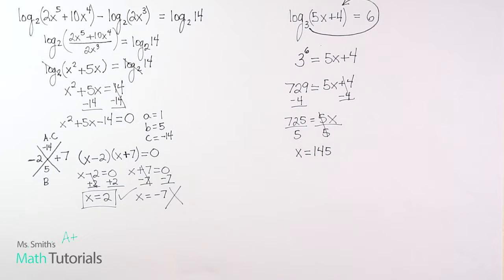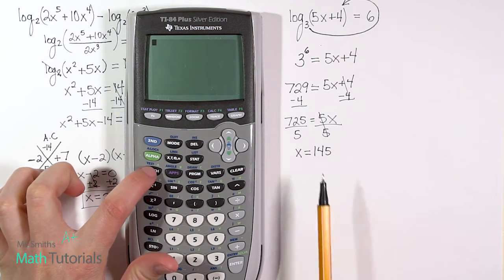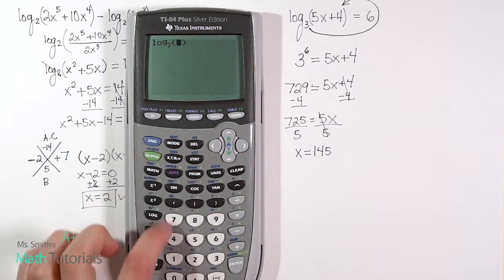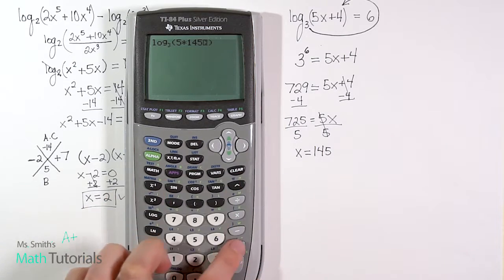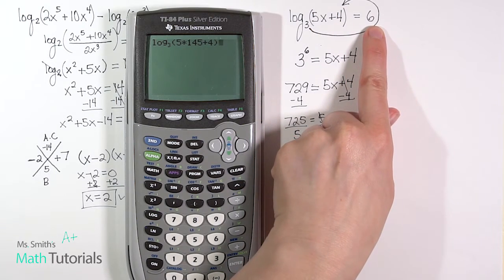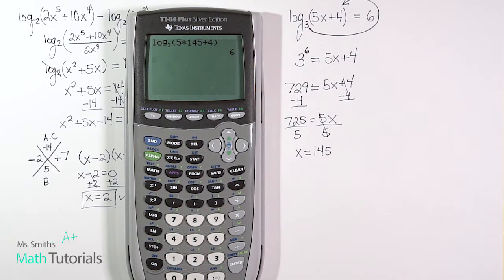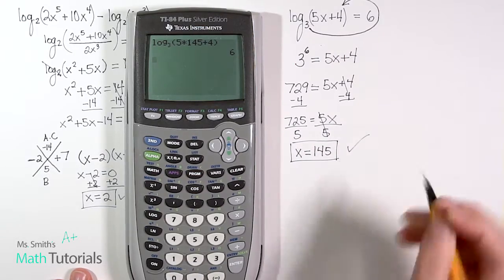So now, before I box it and keep moving, I do need to check that this is a real solution. In this case, I'm going to bring out my calculator. And I'm going to type it in. So we're going to plug in our x into the original equation. So log base 3 of 5 times, it's not x now, it's 145 plus 4. And we're going to see, do we get 6? So there's nothing we need to simplify over here, it's just 6. So do we get a true statement? Yes, we do get 6. So that tells me this does work. It is a real solution.